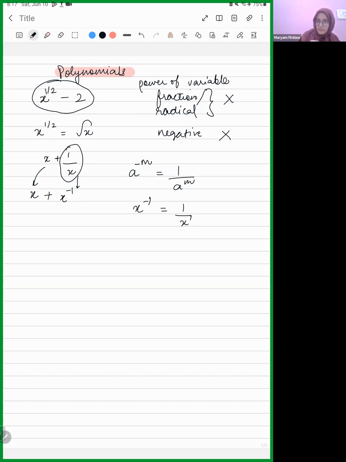So the rule of thumb is the power of all the variables should be a whole number. Ma'am, the power can be 0. Yeah, 0 is a whole number, isn't it? Yes, ma'am. Okay, now it should be a whole number.